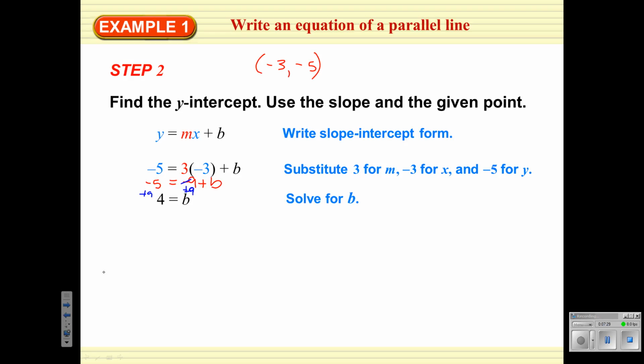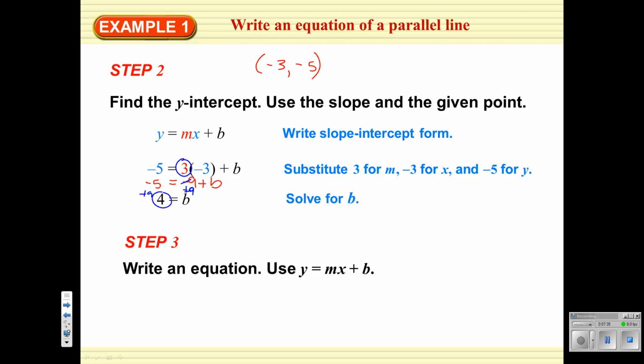So there's our b. Now we have our slope and our b, so let's write our equation using y = mx + b. There's our m, and there's our b. So we're back to slope-intercept, and that's okay. That's what we want to use on this.